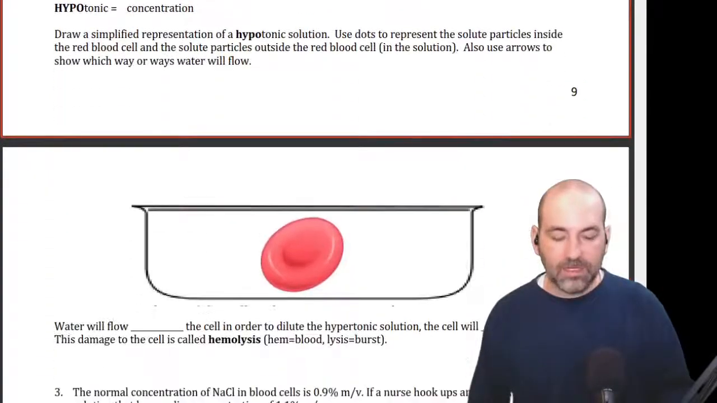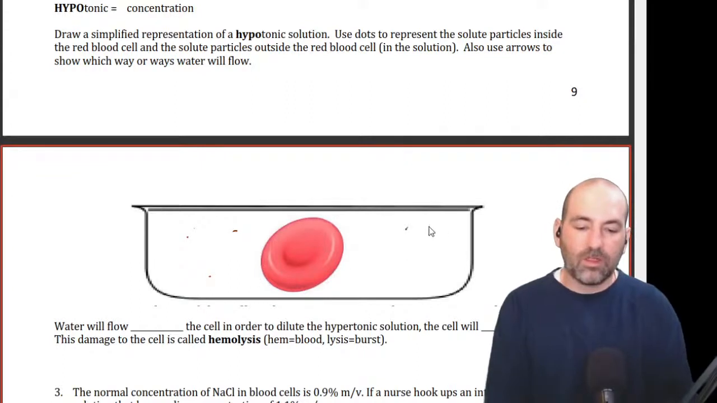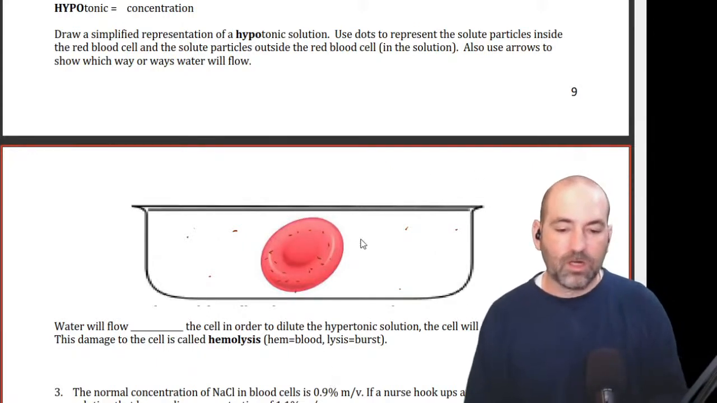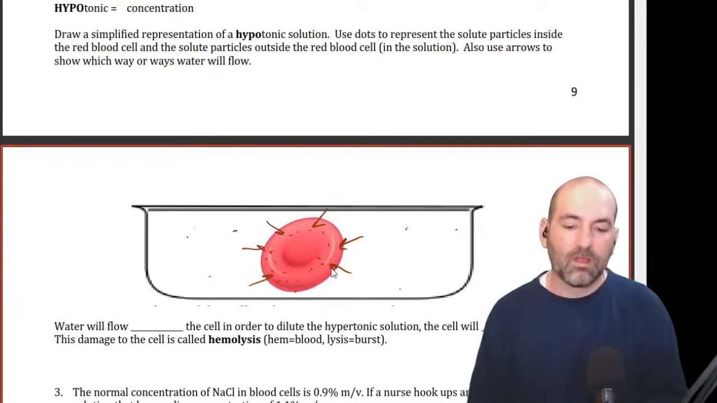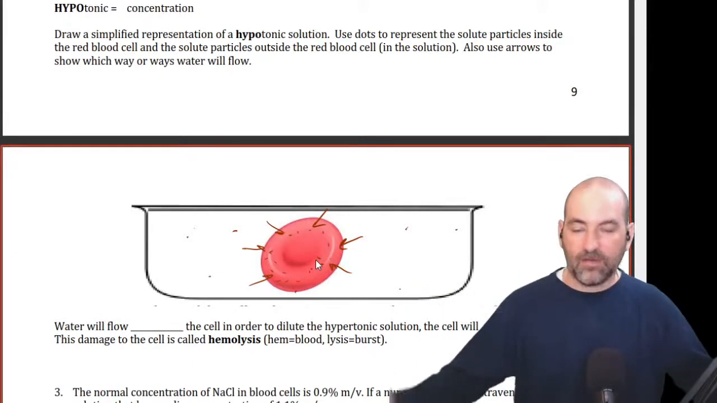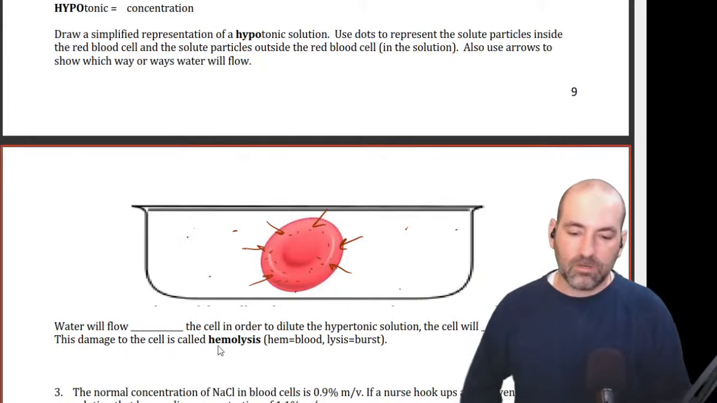If the opposite is true, if we have a hypotonic solution, so let's just say we have a very low solute concentration outside the cell and then a higher concentration inside the cell, then we have the opposite movement of water. So water is going to move into the cell, and that's going to cause the cell to burst and also die if enough of it gets in there. And that's called hemolysis, or just lysis.